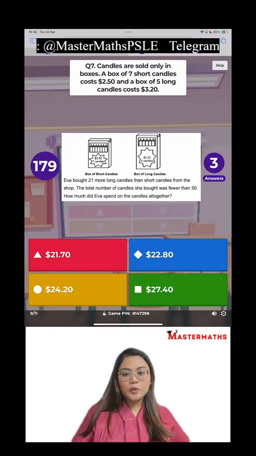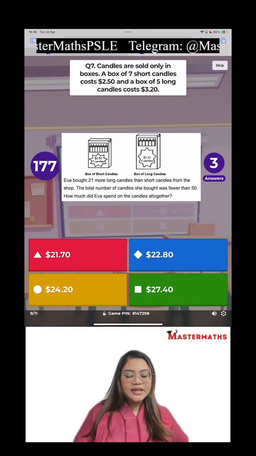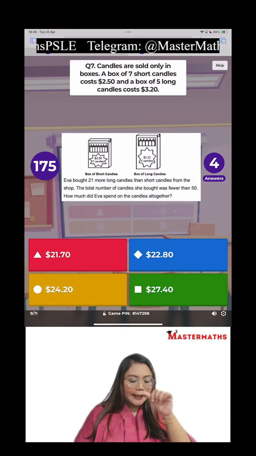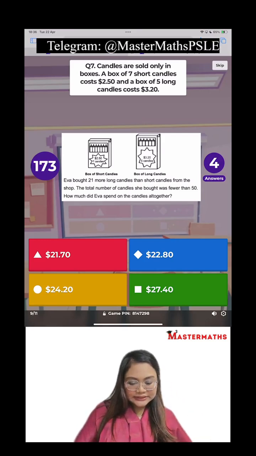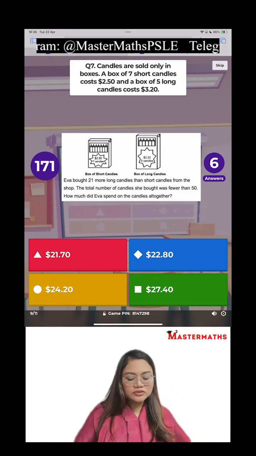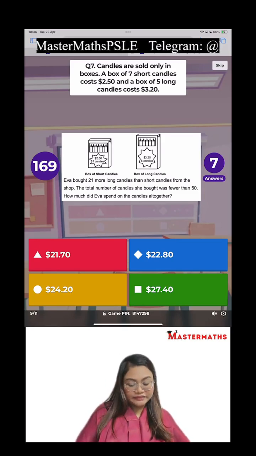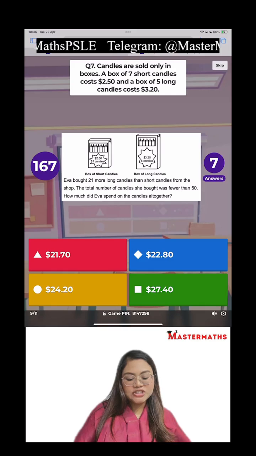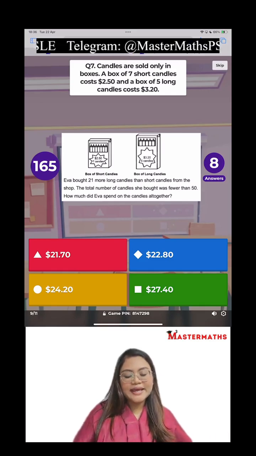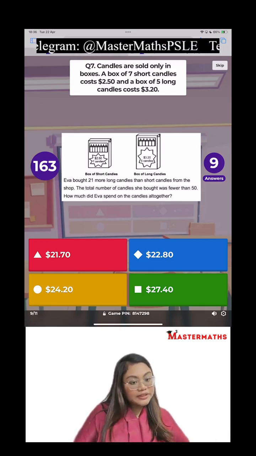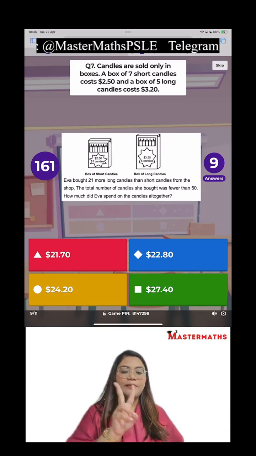Okay, so this is the question. Eva bought 21 more long candles than short candles from the shop. The total number of candles she bought was fewer than 50. How much did she spend on the candles all together? For this one, you can use calculator, by the way. It came out in paper 2.